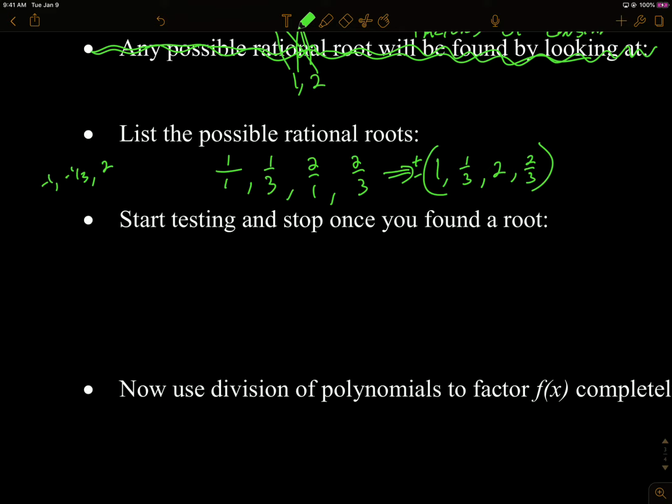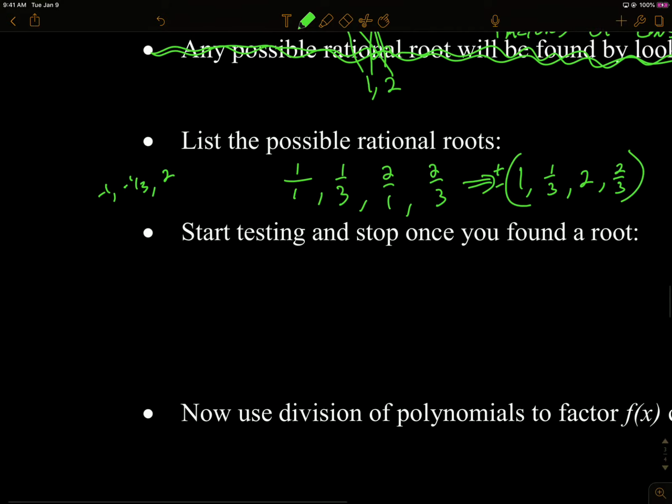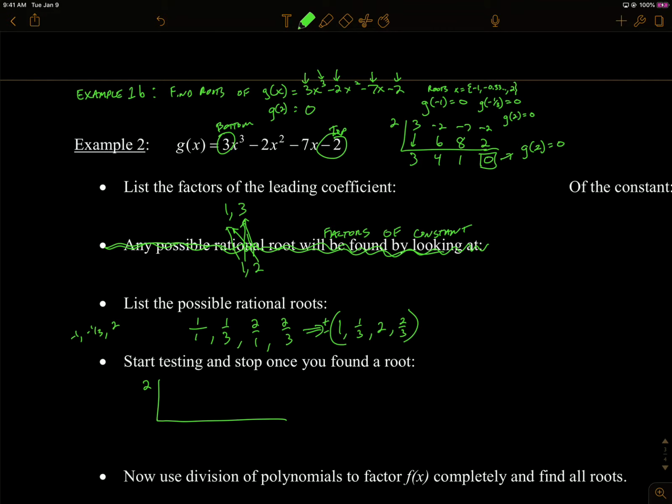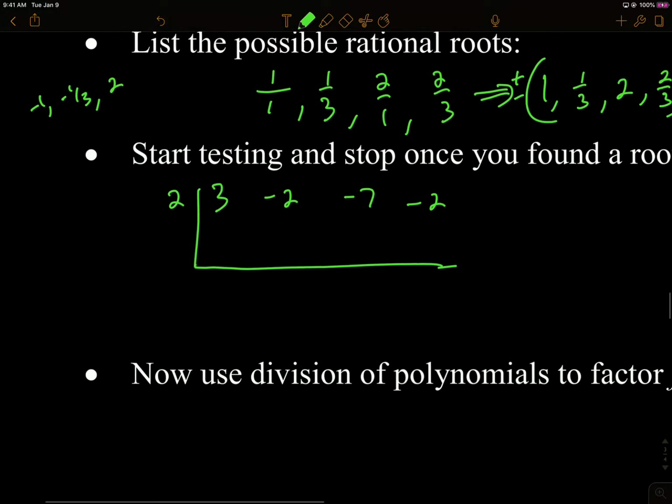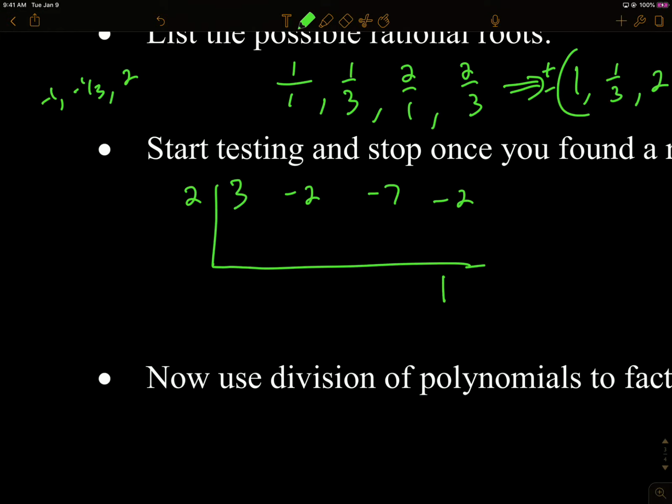Those are all on my list, notice, right, because it's plus or minus. Start testing and stop once you find one root. So I'm going to use 2 because it's positive. And my coefficients were 3, -2, -7, -2. Remember, this is like if I plugged 2 into the function and got 0. I'm looking to get a remainder of 0 since it works. I know it works. Drop down the 3. 3 times 2 is 6. 6 minus 2 is 4. 4 times 2 is 8. 8 minus 7 is 1. 1 times 2 is 2. That equals 0. So I did show that f of 2 equals 0, which means it is a root.